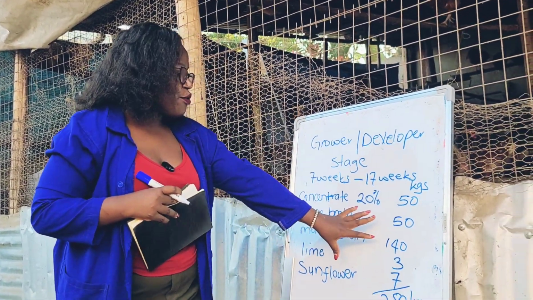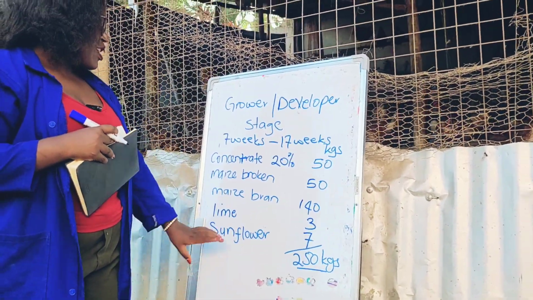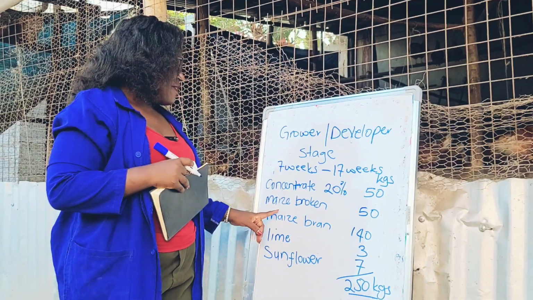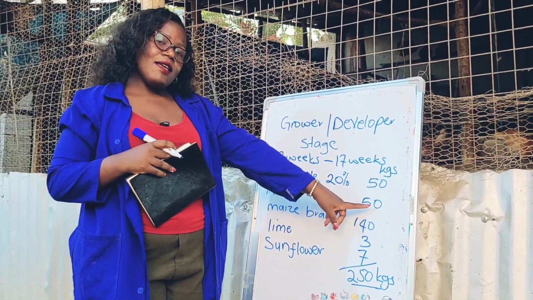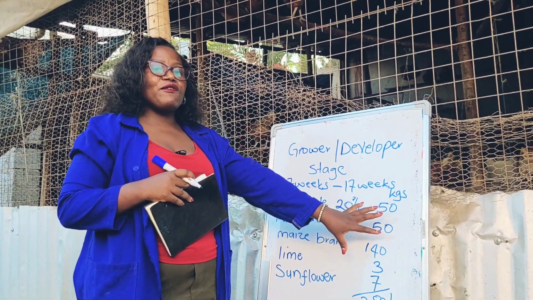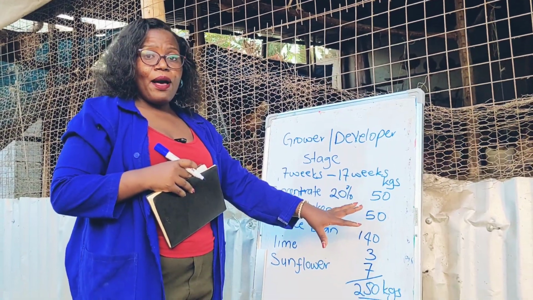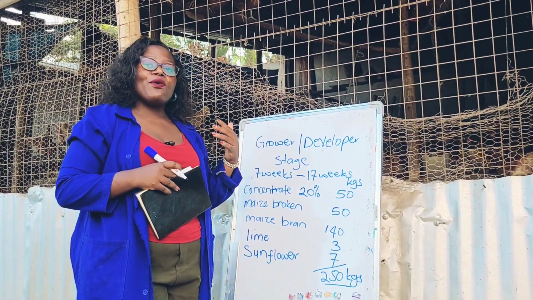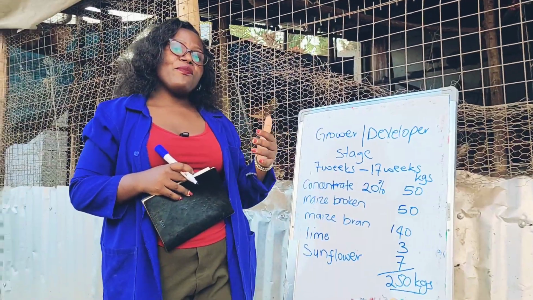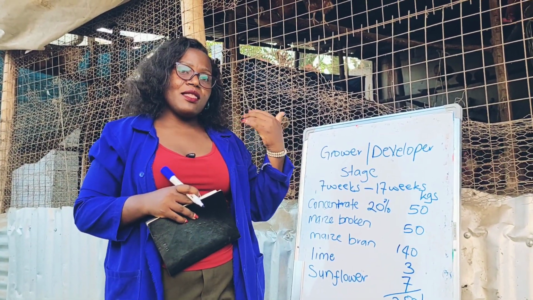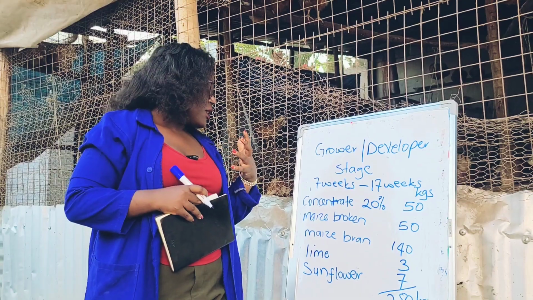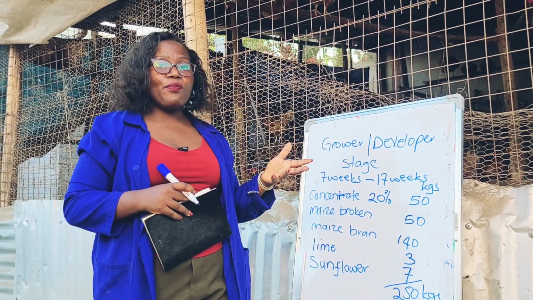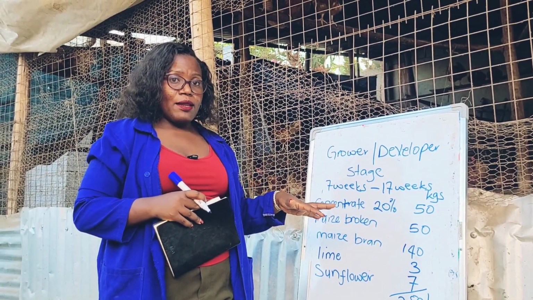And when you look into my formula here, you can realize that the maize bran is 140 kilograms, and then the maize broken is 50 kilograms. This makes this formula cheaper because maize broken is always more expensive than bran. And remember, we said that if you cannot get the maize bran or the maize broken, you can substitute this with wheat bran or wheat broken.